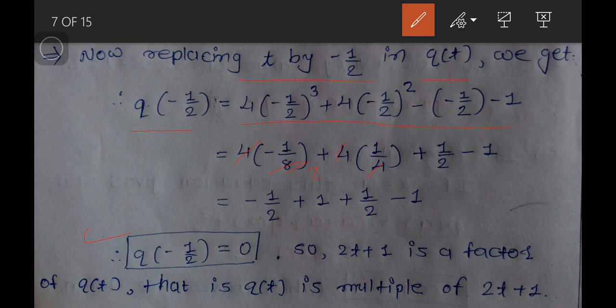So here, what is the linear polynomial? 2t plus 1 makes q of minus half equal to 0. So we can say that 2t plus 1 is a factor of q of t, and that is, q of t is a multiple of 2t plus 1. So in this way we can prove this.